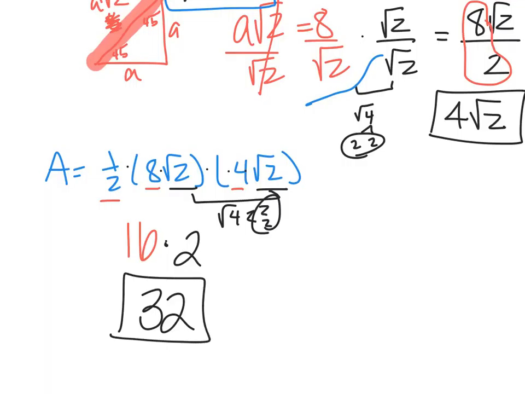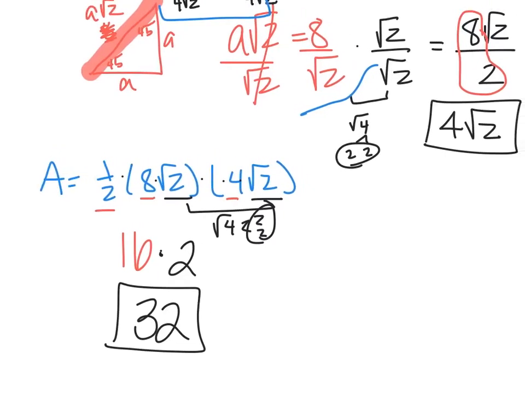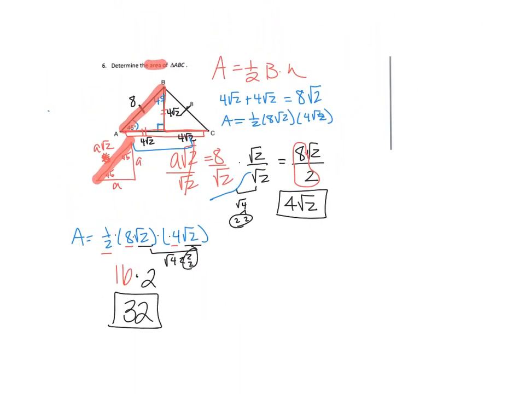All right, those are level 3s. You guys got this. Just remember those radical rules.